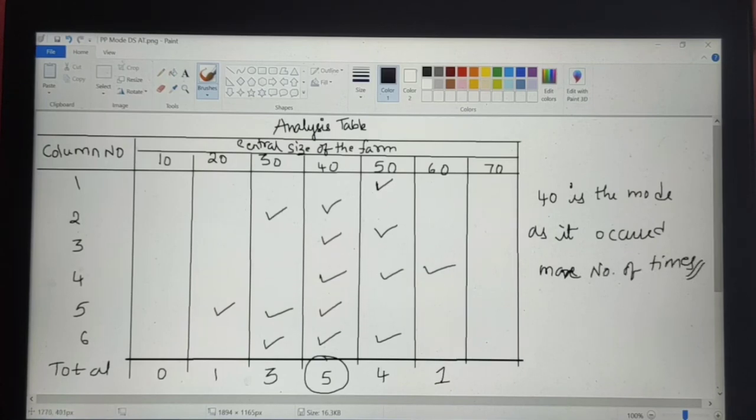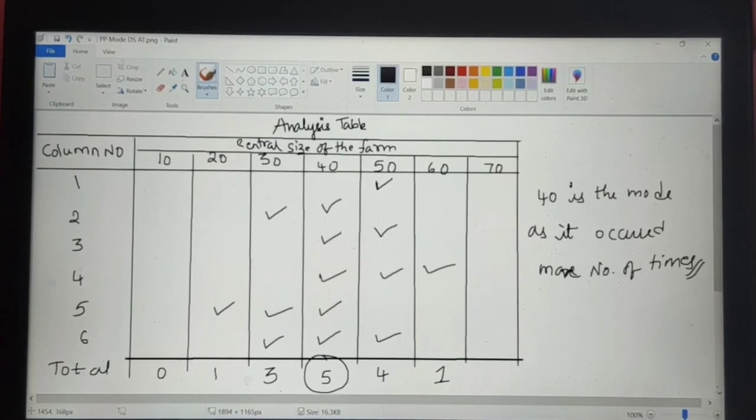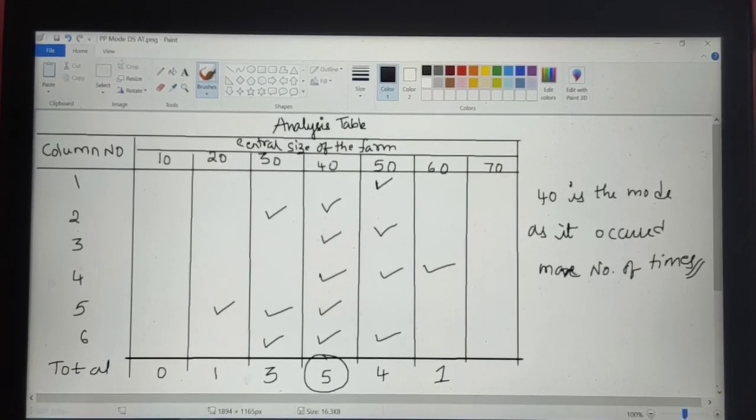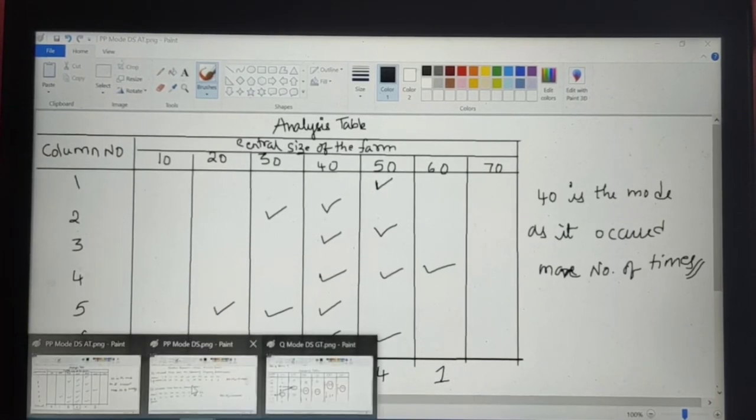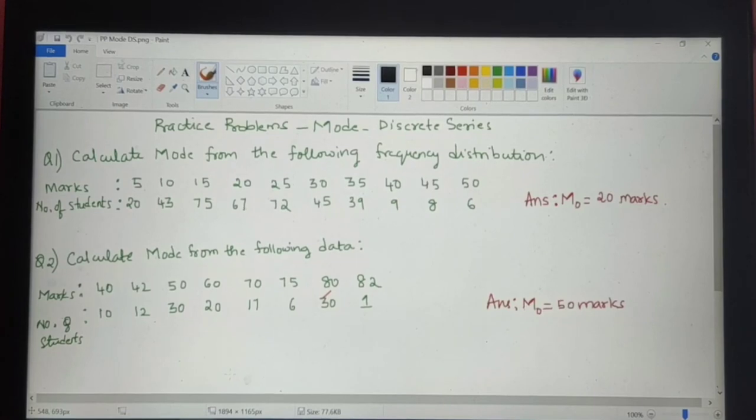So this is how you will be solving a problem related to discrete series by using grouping table and analysis table. So here these are the practice problems for you. The answers are given to you in red colored ink. Try to solve the problems. The moment you start solving, you will be able to understand it better.